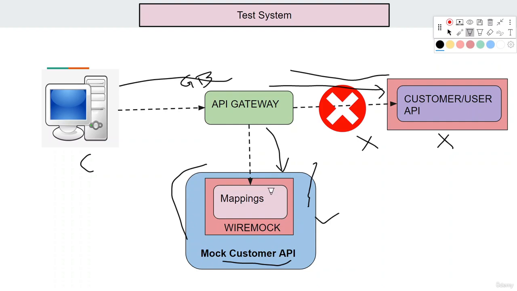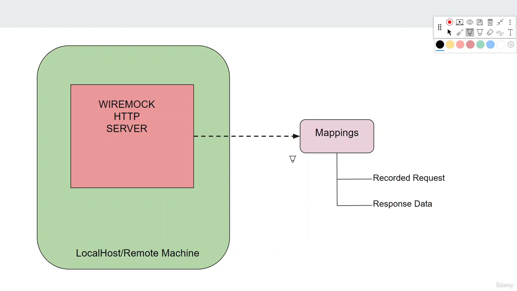Within Wiremock we have mappings. So let's zoom in and see how this works. This is the whole system. It can be a local host or it can be a remote server. A remote server can be a Linux machine or a Windows machine, right? What happens in the Wiremock server is that Wiremock at the backend has an HTTP server, which is a Jetty server, an open source Java web server. So at the backend it runs an HTTP server, alright?